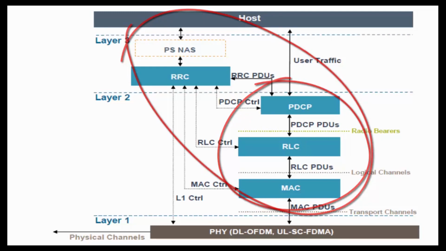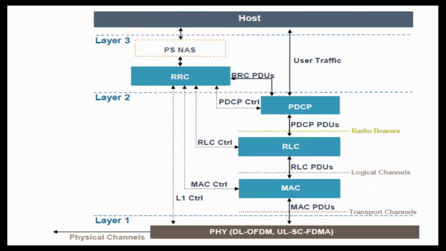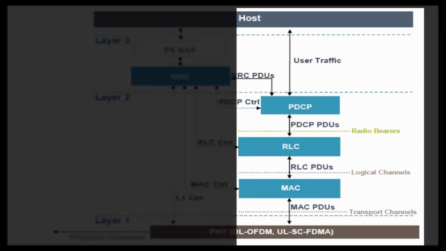User plane deals with actual data flow, whereas control plane is used to configure user plane layers before actual data flow. Let's talk about user plane first. When data comes from EPC, it is stored in PDCP buffer at eNode B. So let's first talk about PDCP layer. PDCP means Packet Data Convergence Protocol.